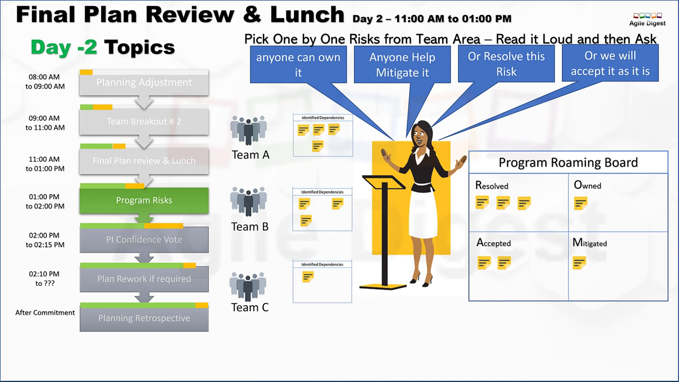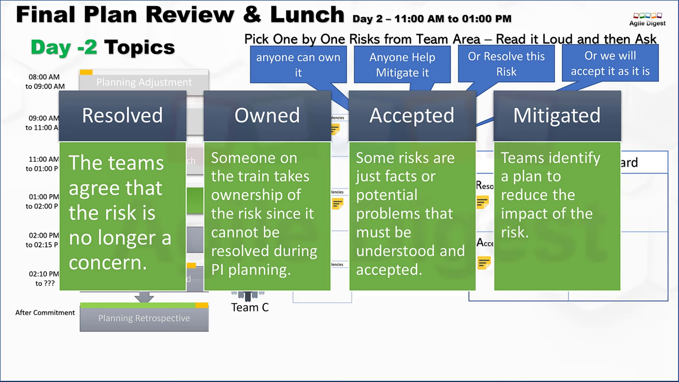Now, what is resolved, what is owned, what is accepted and what is mitigated? Let's try to look into this. Resolved: the teams agree that the risk is no longer a concern. Owned: someone on the train takes ownership of the risk since it cannot be resolved during PI planning. Accepted: some risks are just facts or potential problems that must be understood and accepted. Mitigated: teams identify a plan to reduce the impact of the risk. So that's the ROAMing risk.